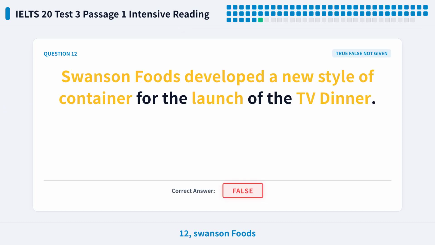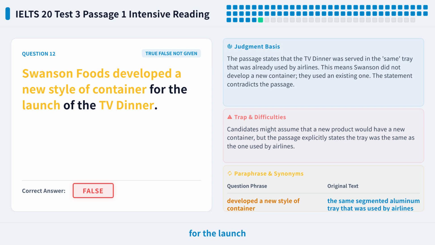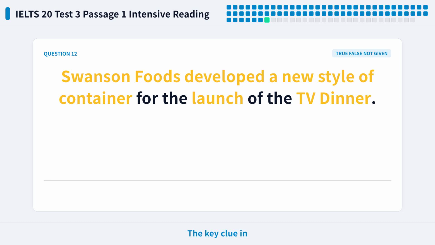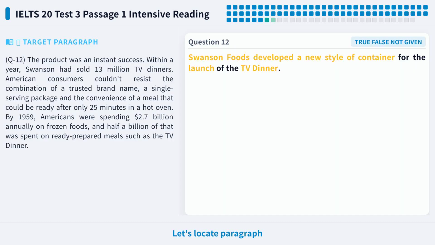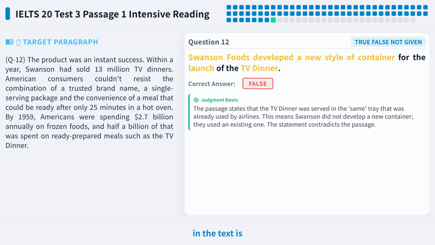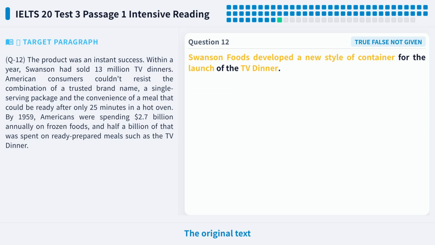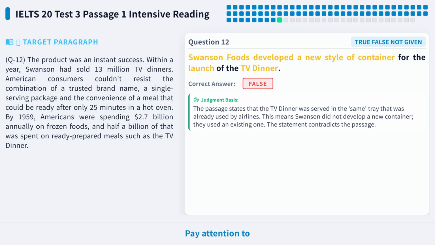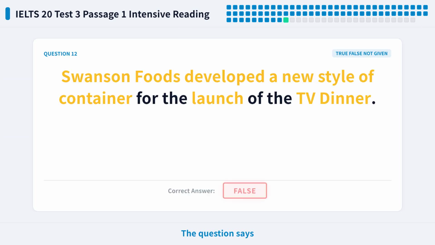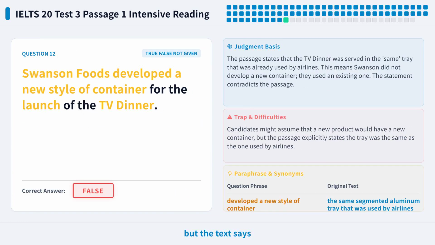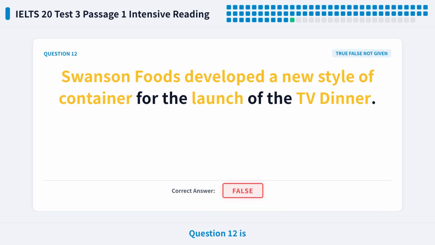Let's look at question 12. Swanson Foods developed a new style of container for the launch of the TV dinner. Please pause the video and try it yourself first. The key clue in the question is "a new style of container." Let's locate paragraph 10 and look for information about the container. The scanning landmark in the text is "segmented aluminum tray." The original text says, the same segmented aluminum tray that was used by airlines. Pay attention to the word "same." The question says developed a new style of container, but the text says it was the same tray used by airlines. This is a direct contradiction, a clear case of opposite meaning. So the answer to question 12 is false.